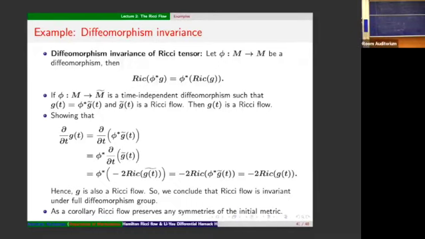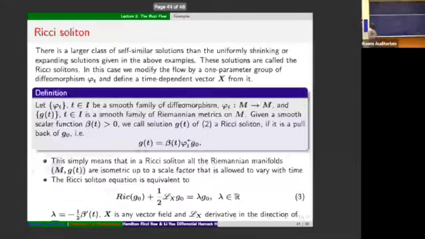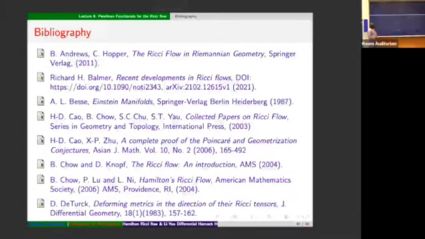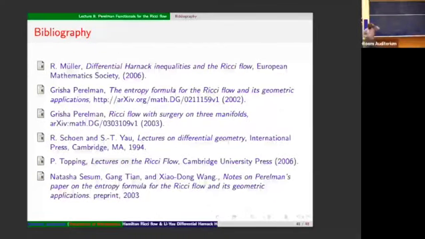So maybe this is a convenient point to stop for today. Let me give us some references I have here. So I have these references. So I will stop here for today. Thank you.